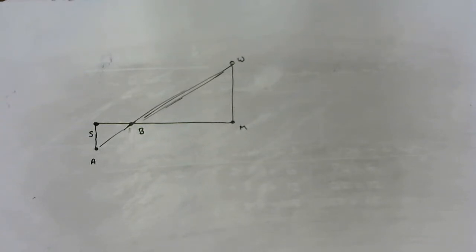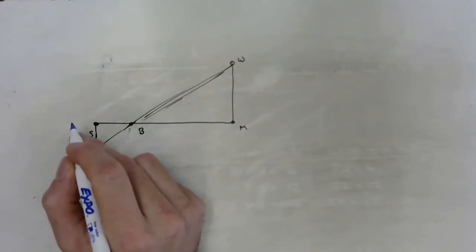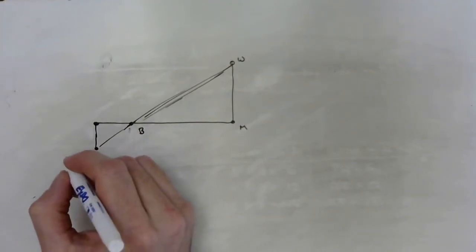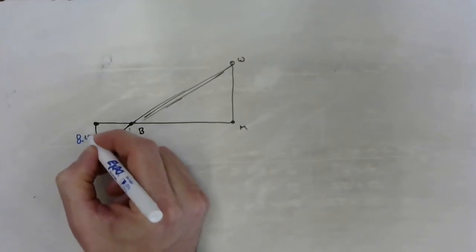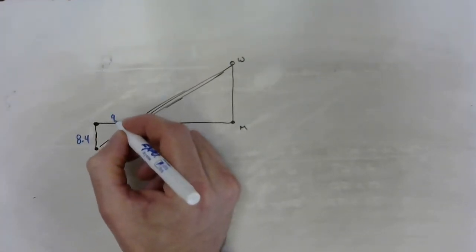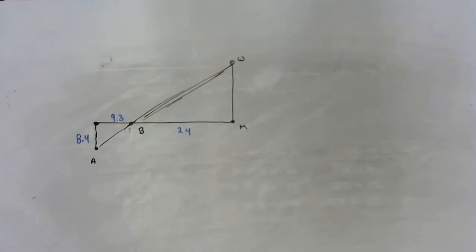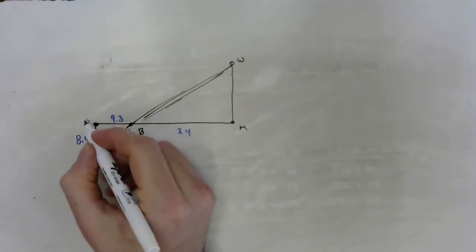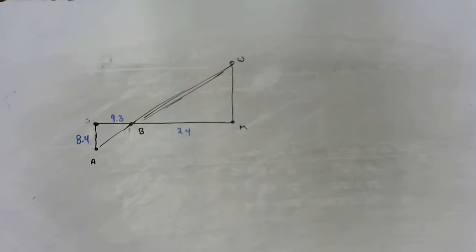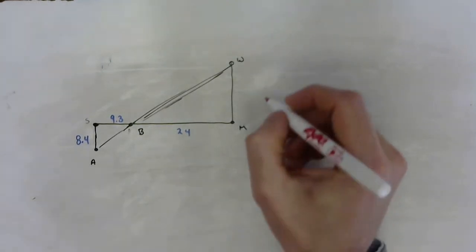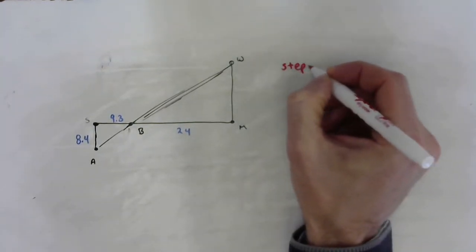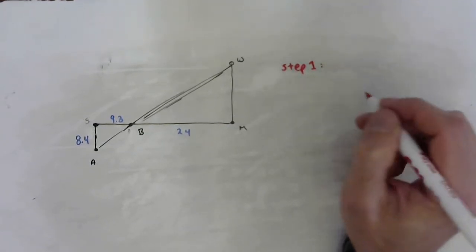Now, we can find the length of the river if and only if these things are similar triangles. So my first step is to confirm whether or not they are similar triangles. Okay? How do I do that? 2 right angles. Yeah, step 1.